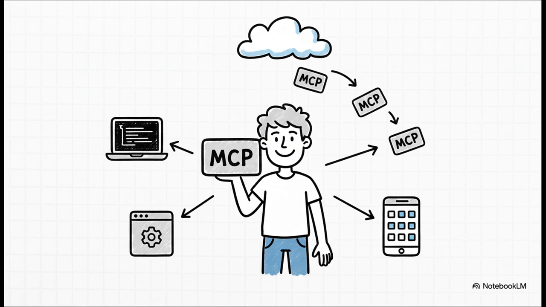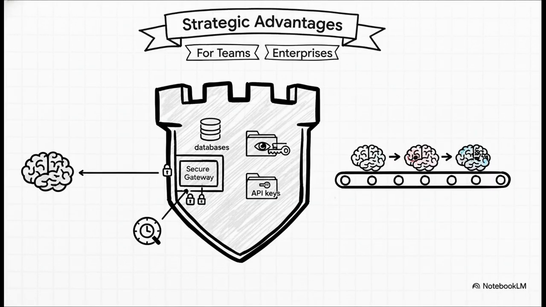No more custom APIs. Plus, you can tap into this growing ecosystem of open-source servers that other people have already built. You don't have to write that boring boilerplate code ever again. And for teams and enterprises, this is where it gets really strategic. Security is a massive win. You centralize all your authentication and permissions in the MCP server, which means the AI model never even sees your secret API keys. This creates a really clear boundary for governance and for auditing.